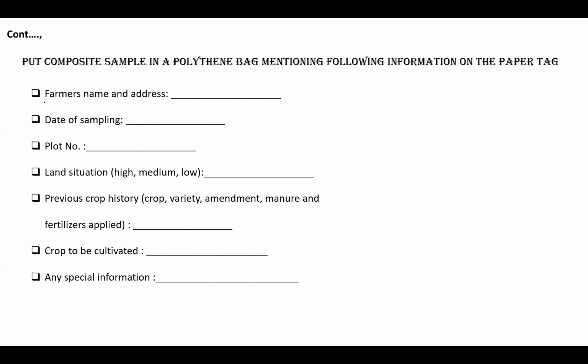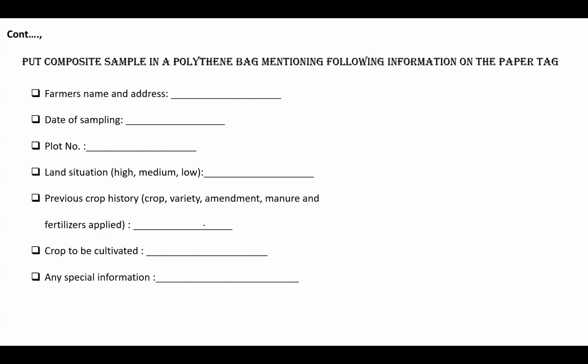by mentioning all the details here, like your farmer's name and address, date of sample collection, your plot number, land situation, whether you have collected that particular sample from highland, medium land, or lowland, any crop history, if there is availability of crop history, and crop to be cultivated. What is the plan? For example, there is a cropping pattern: paddy, pulse, paddy, like that.